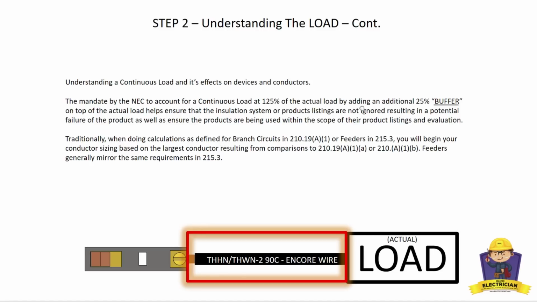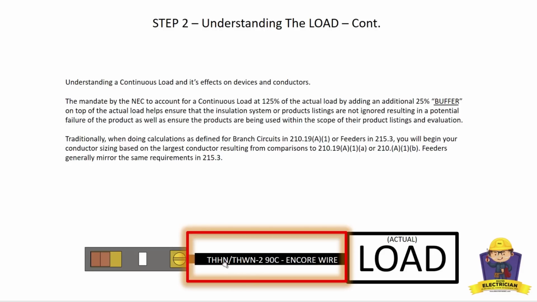Okay. Now, this buffer above the actual load helps to ensure the installation system or the product's listing are not ignored, resulting in a potential failure of the product or even that product's installation type, which in this case could be THHN, XHHW, whatever it is.